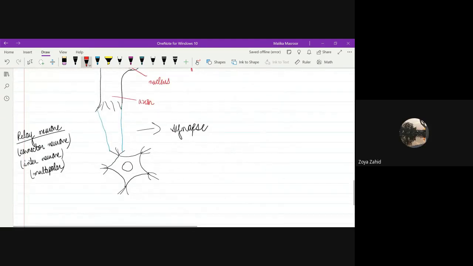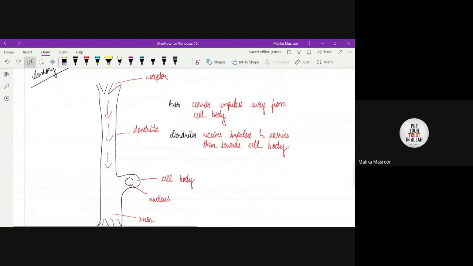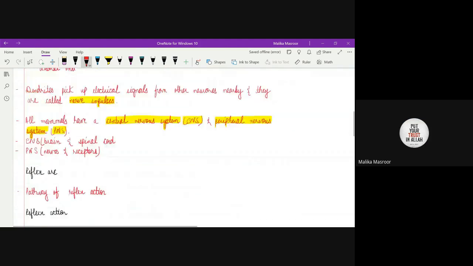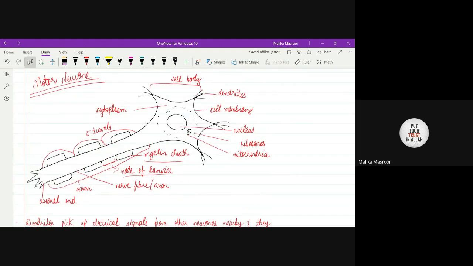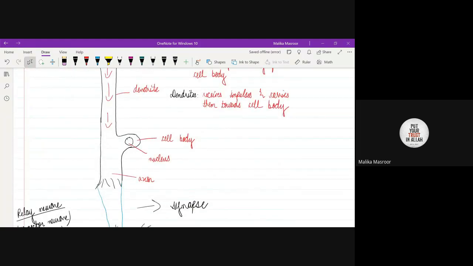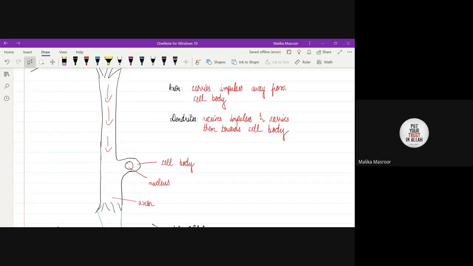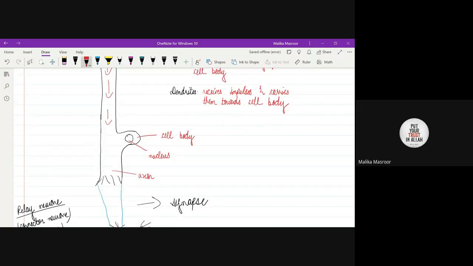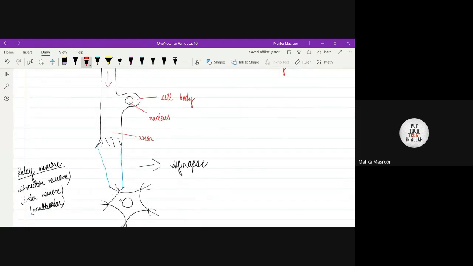Miss, I didn't understand the sensory neuron. Okay, it's simple. Just the position of the cell body has changed. Over there it was at the end, and over here it's in the middle. Impulses are being transferred towards the cell body and to the axon. From the axon, it will form a junction with the relay neuron. The relay neuron will then form a junction with the motor neuron.